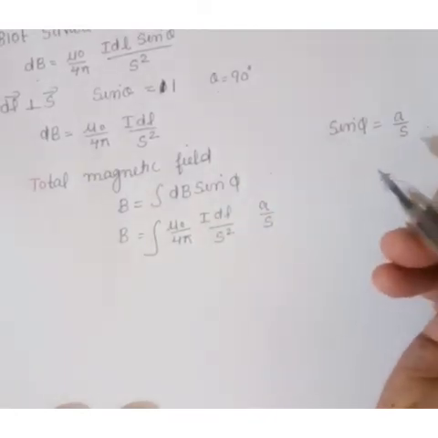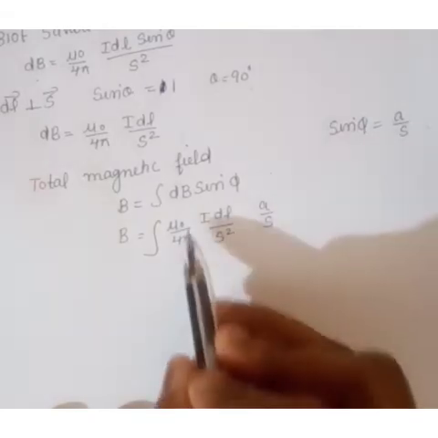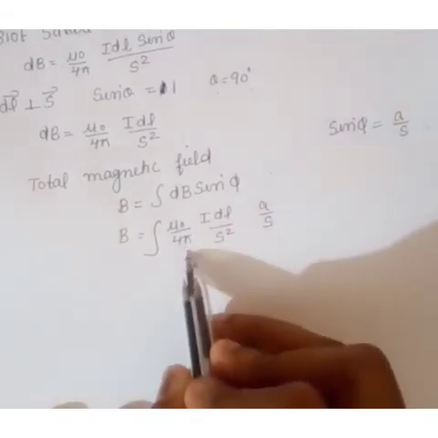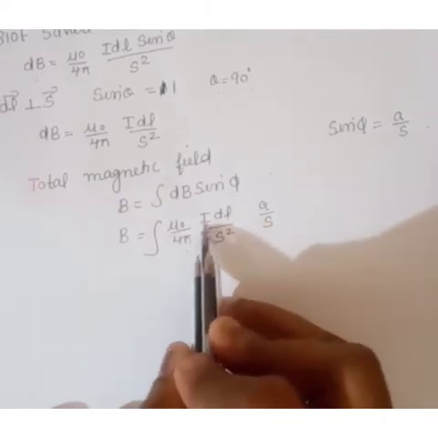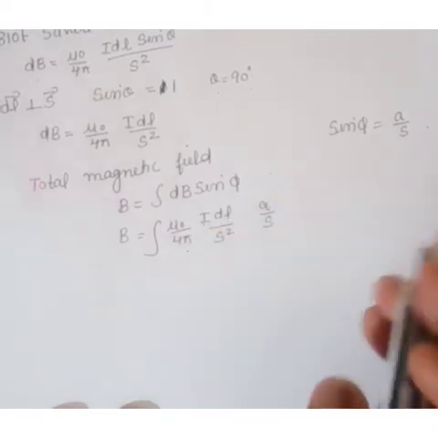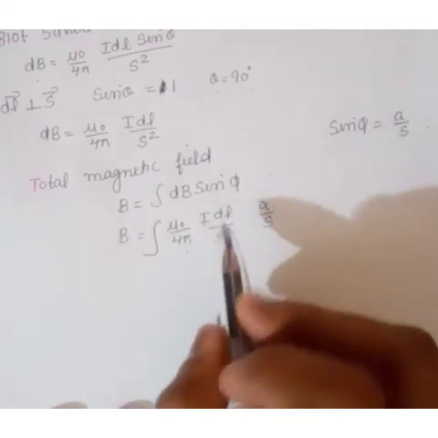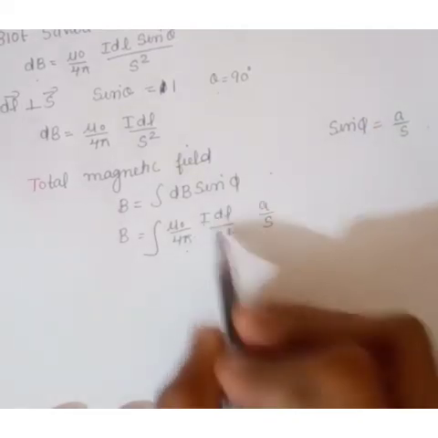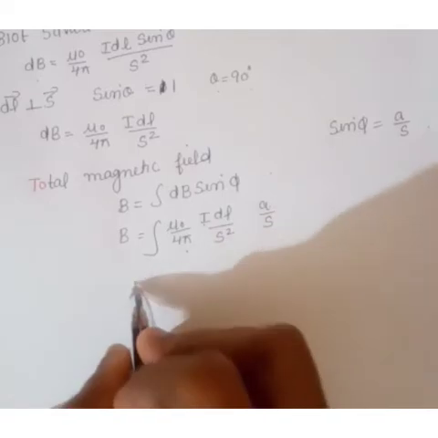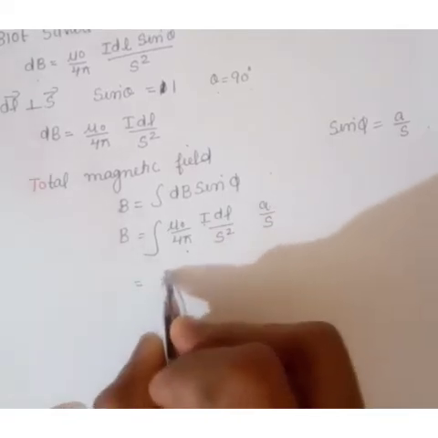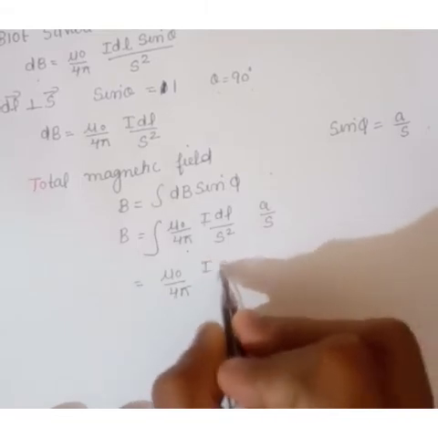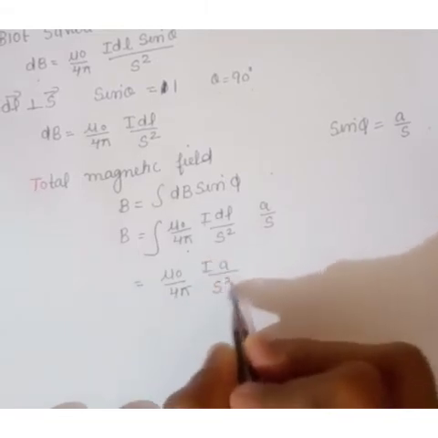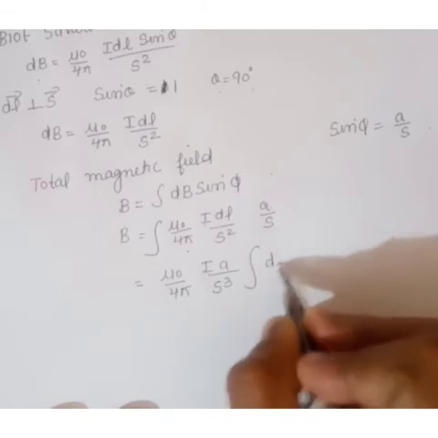Then tell me which are the constant terms in this equation. Mu 0 by 4 pi is a constant term. Then what about I and a? These are also constant terms, so you have to take them outside. You have to integrate only dl. This is the changing term here, the current element. So B is equal to mu 0 by 4 pi I a divided by s cube, integral of dl.